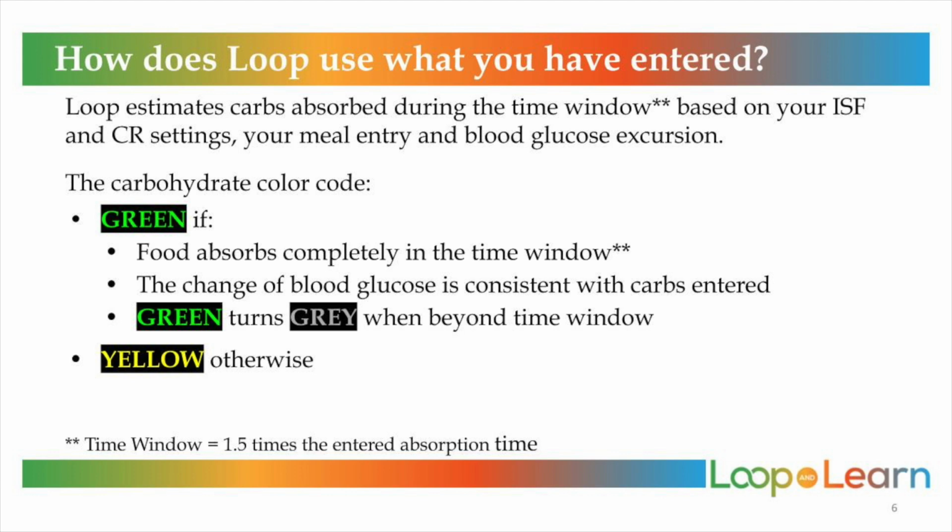The carbohydrate entered will be green if the food absorbed as predicted within the time window and the change of blood glucose is consistent with the entered carbs. The green entry will then turn gray after the time window has closed. Carbohydrate will be yellow if the number of carbohydrates absorbed was inaccurate or if the time it took to absorb was incorrect. You can find more information in the Loop docs on this.